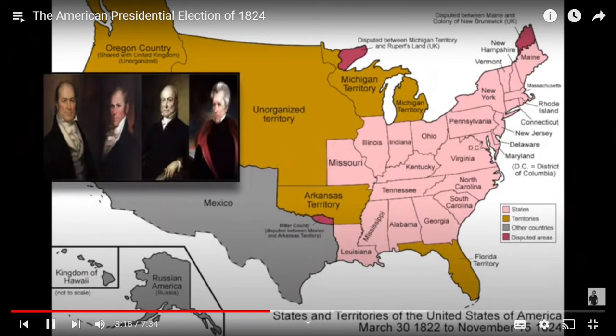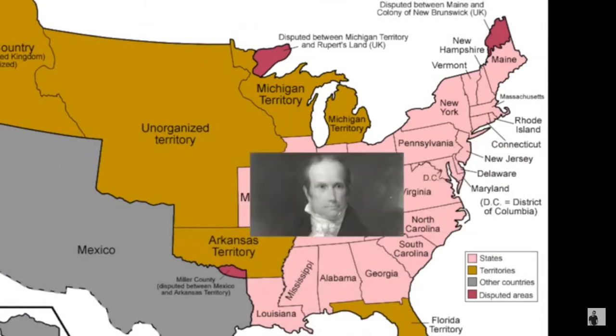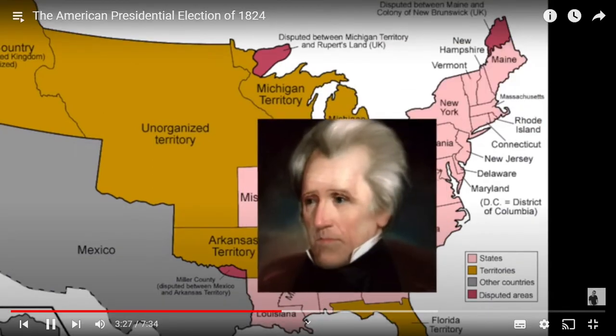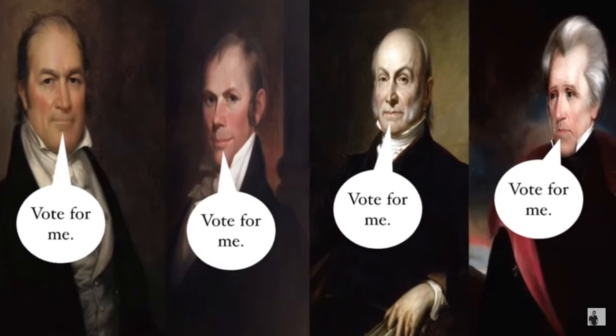It was very much a regional election. Crawford had much support in parts of the East, Clay had support in the West, Adams had support in the Northeast, and Jackson had support pretty much all over. Because the election was highly contested, there was heavy campaigning from all sides, with the exception of Crawford, who suffered from a stroke due to a bad prescription.